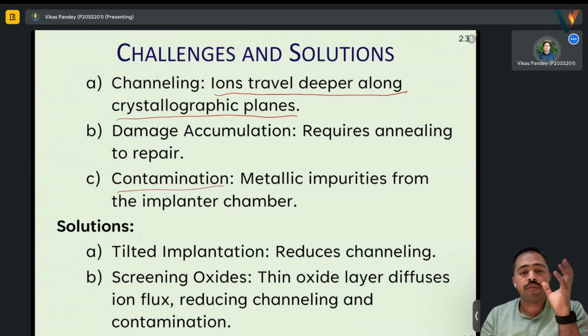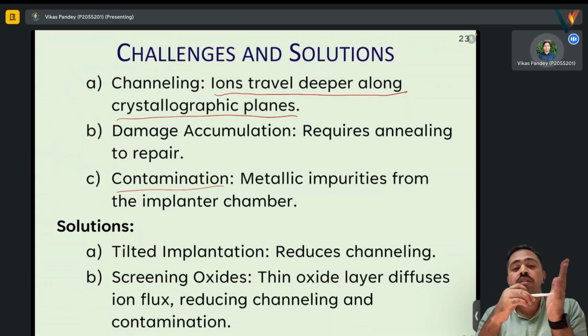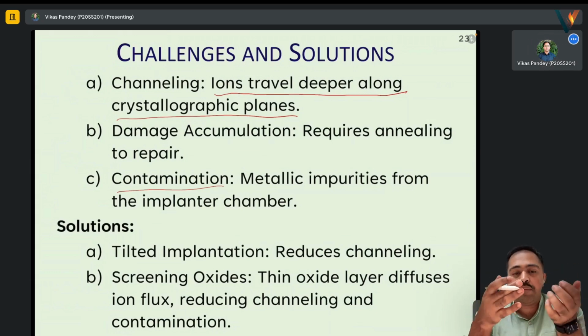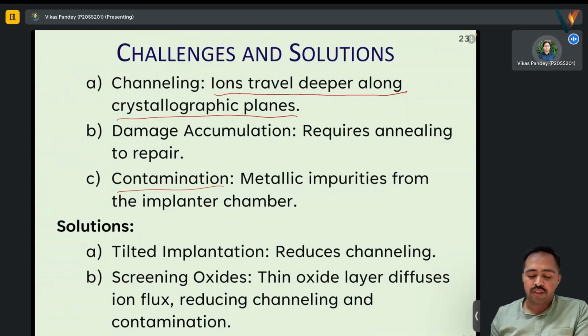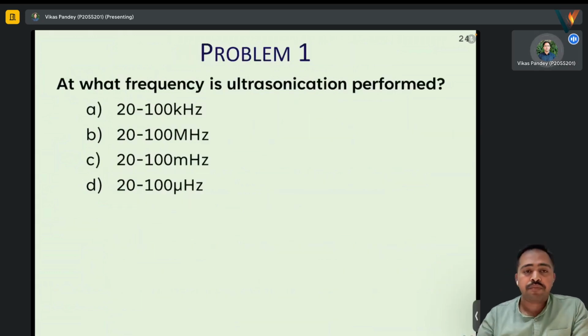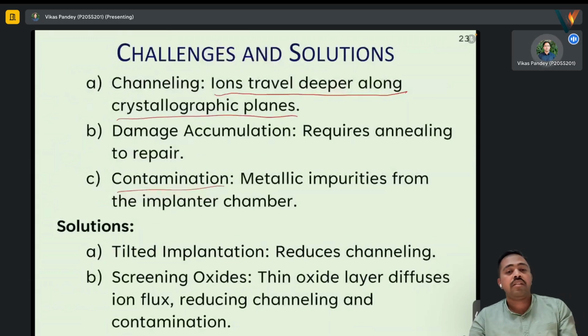Okay. The second is, since channeling is there as well as contamination is there, a very thin oxide layer on the top is used that diffuses the ion flux, and contamination will also not go deep. It will remain on the oxide, and that oxide can easily be removed in the further processing. So this is what we have talked about in this week. The next thing is we will be solving some problems related to this week.